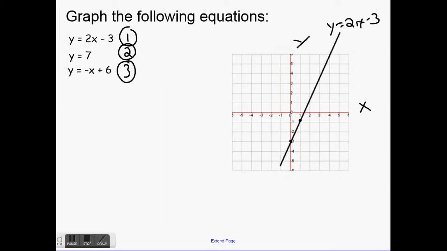Okay. Give it a shot. So, I'm going to do the third one first, and then I'll talk about the second one. So, the third one, several people made the same mistake.